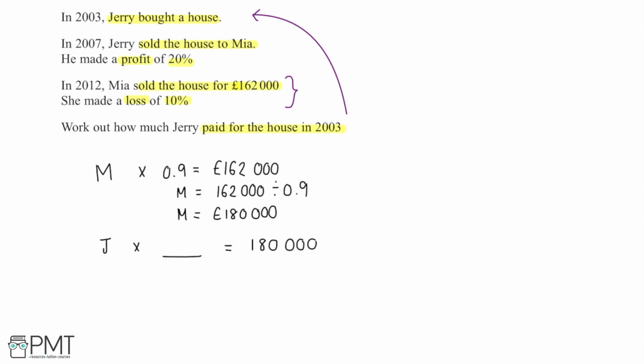Now he made a profit of 20%, so this multiplier that we need to put in this gap here is going to be 20% more than 100% in a sense. So that multiplier is going to be 1.2. So the amount that he bought it for times 1.2, because he made a profit of 20%, gives us the amount that he sold it for to Mia, which is 180,000. So J is equal to 180,000 divided by 1.2, and that gives us an answer of 150,000.